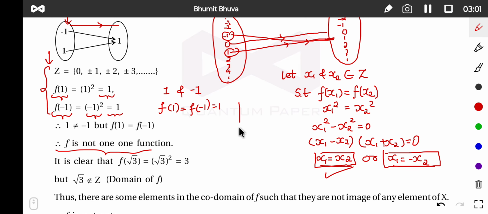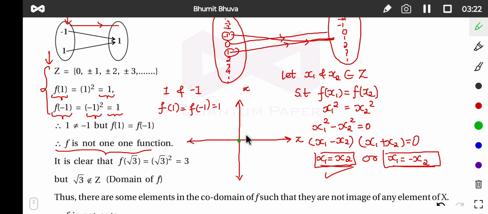If we look at it graphically, this is our domain, represented by the x-axis, integers, and the y-axis represents the codomain, that is also Z. If I plot the graph, 0 maps to 0, so one point is (0, 0). If we take 1, then 1 maps to 1, so this point. If we take 2, then 2 maps to 4. And if we take negative 1, that also maps to 1. Negative 2 also maps to 4. So our graph will look like this.